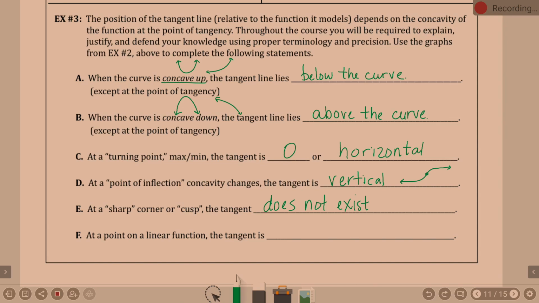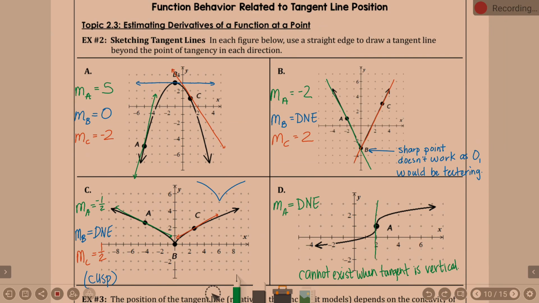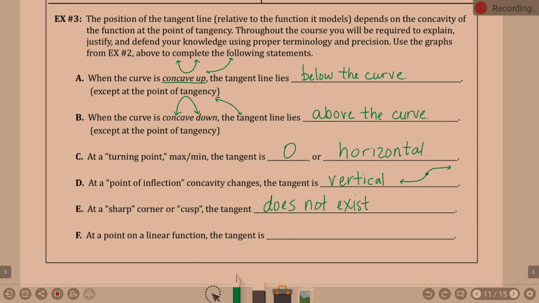At a point on a linear function, the tangent is going to have the same slope, isn't it? Yeah, the same slope as the line. Okay, because this was B? When you're talking about the tangent line, it is the same line. So we're talking same slope there. So I've written on mine the same slope as the line.